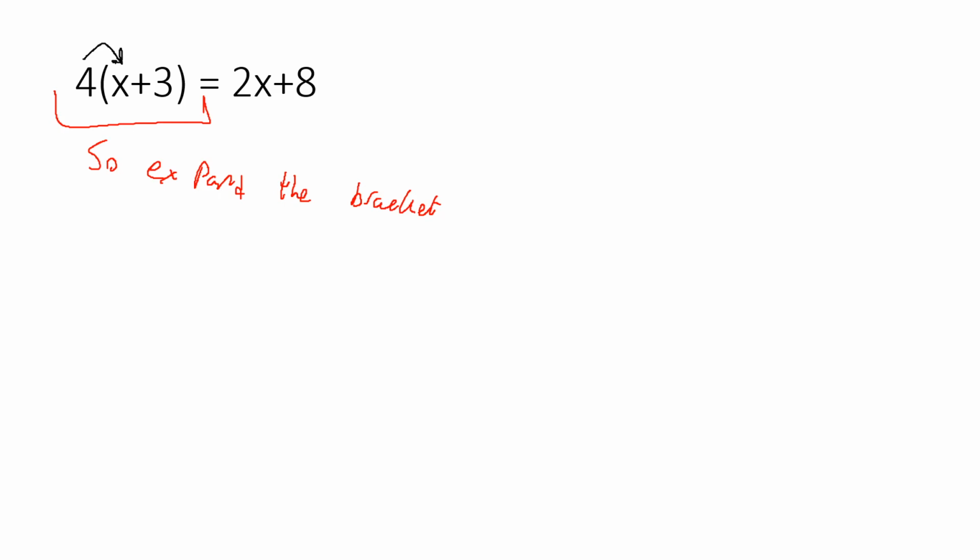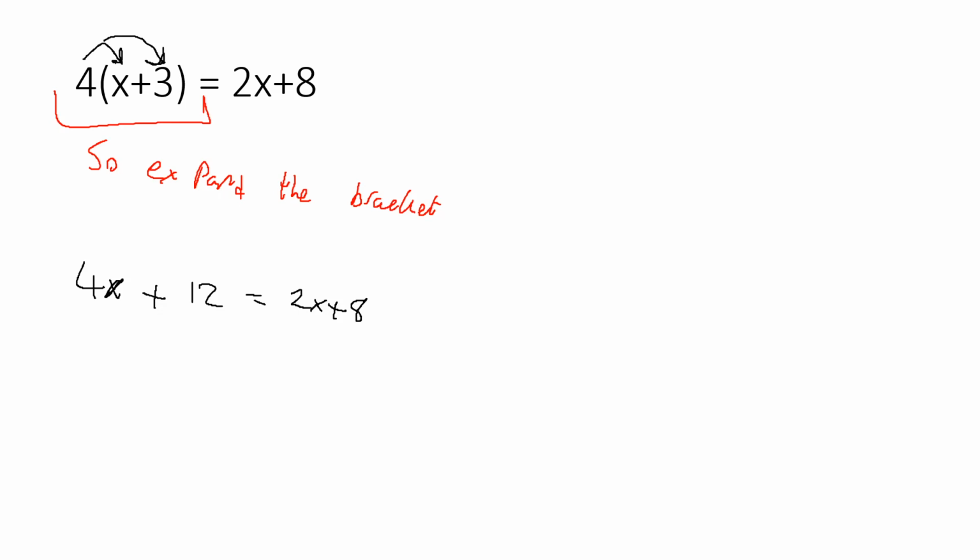4 times x is what? 4 times x is simply equal to 4x. 4 times 3 is simply equal to 12. Yeah? And that's the same as 2x plus 8. And now we can solve this like a three-step problem.